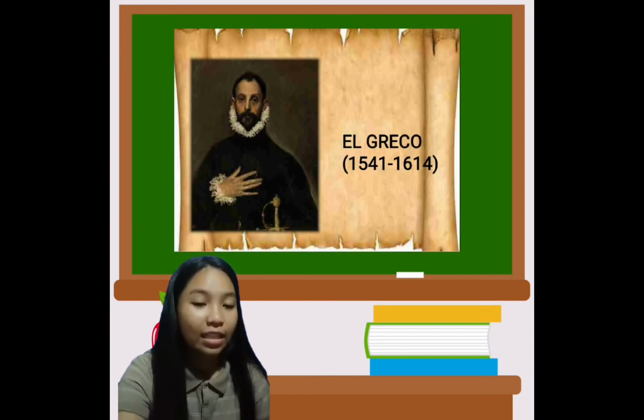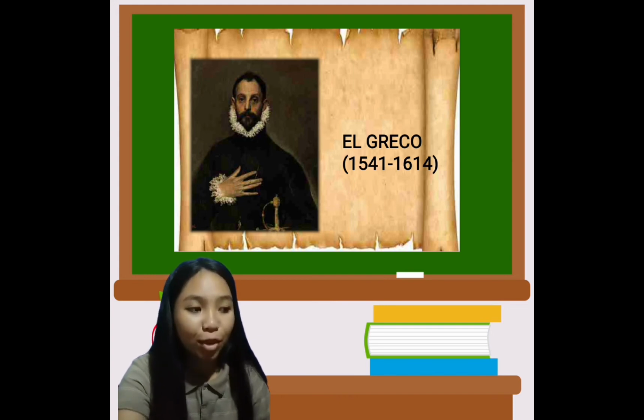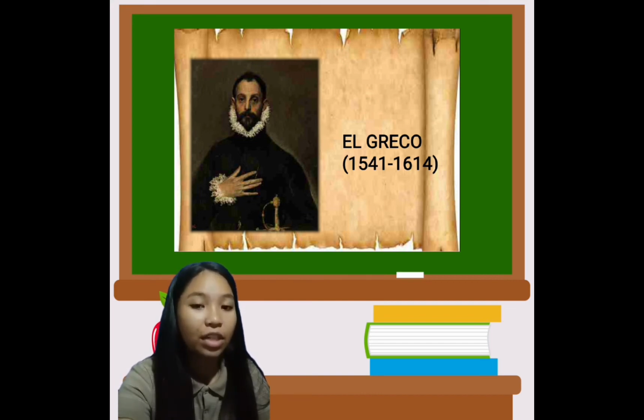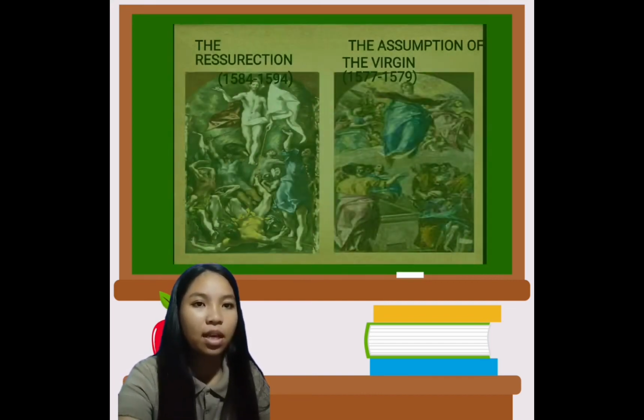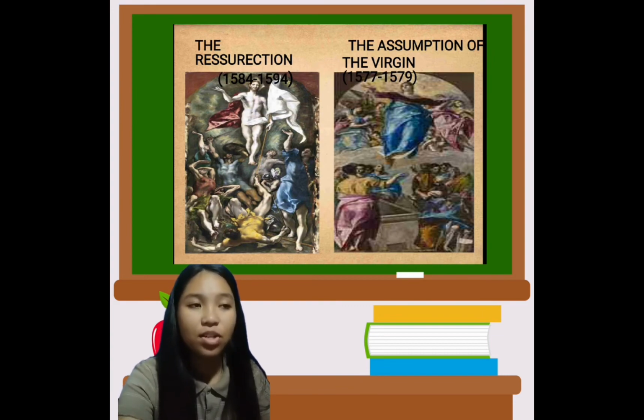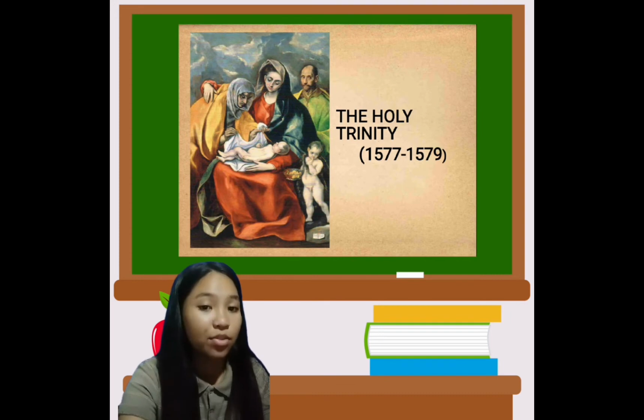The last artist is El Greco. El Greco was a Greek-born Spanish Renaissance artist who combined influences from his studies in Venice and the Spanish medieval tradition with the strict Byzantine style of his native Greece. And these are El Greco's major artworks: The Resurrection, the Assumption of the Virgin, and the Holy Trinity.